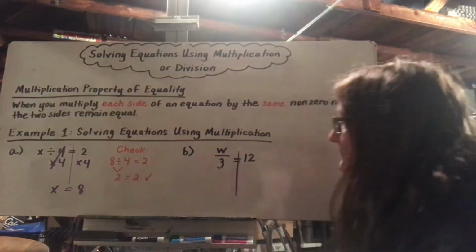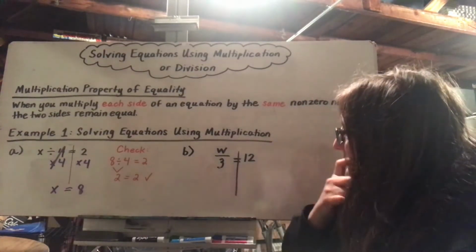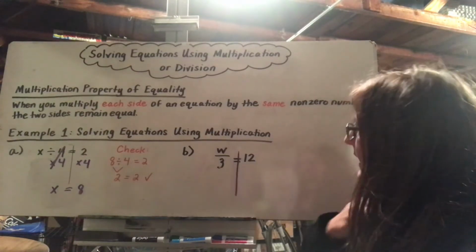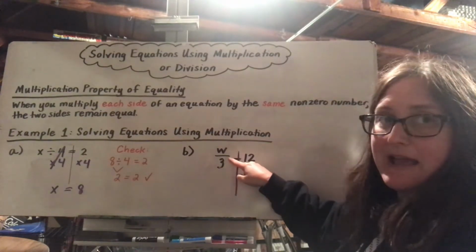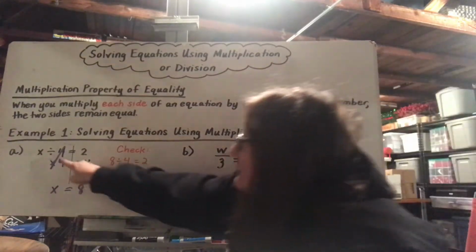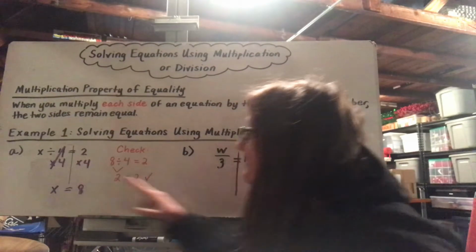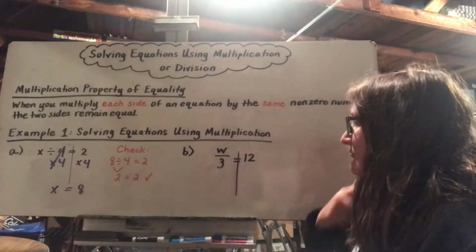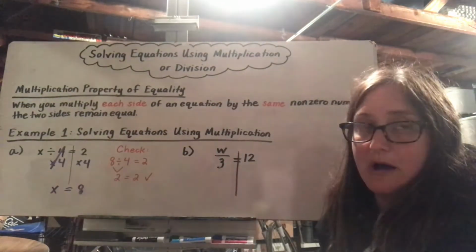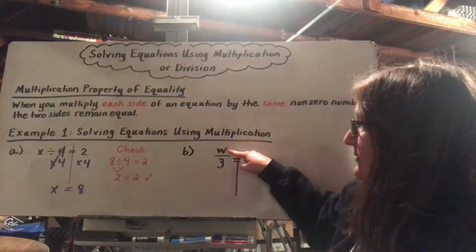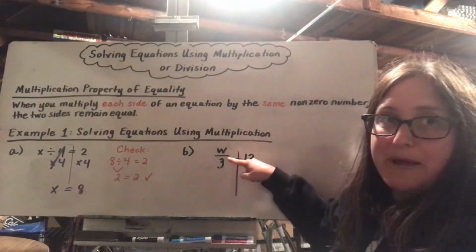Let's try another one. In this equation, I have w divided by 3. I have a division bar here. It's exactly the same meaning as the division sign I see here. It's just written differently, so you may see it written like this or like this. So I have w divided by 3 equals 12. I want to solve for w, but right now I also have a divide by 3 over here.